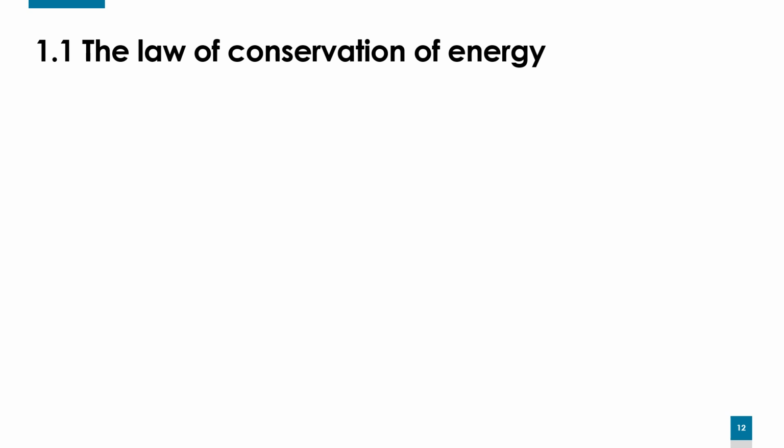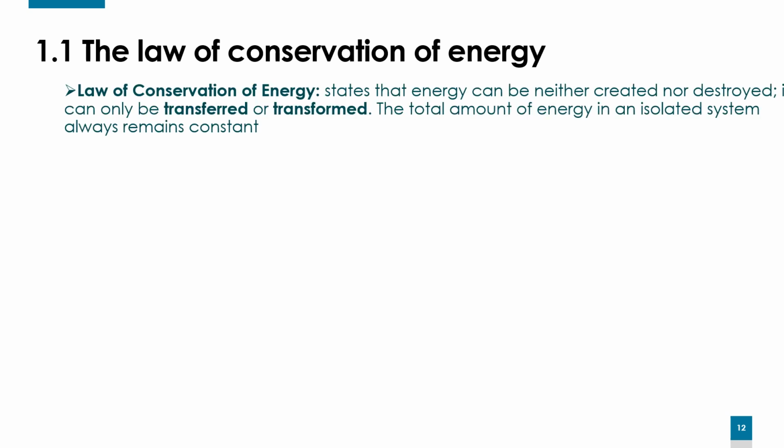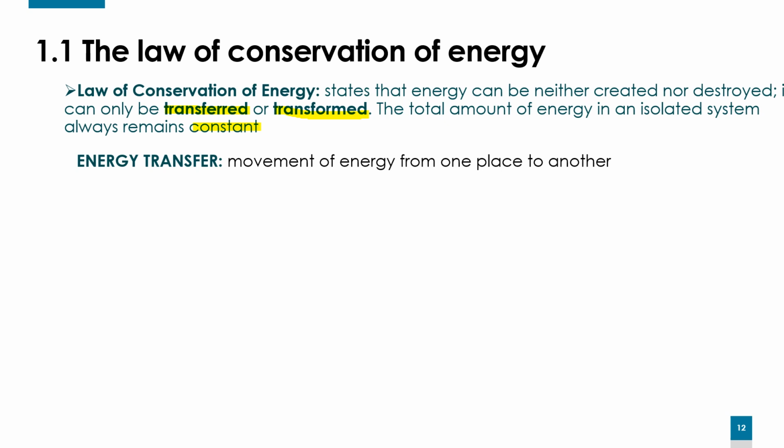Now I'm going to talk about the law of conservation of energy. You already know what the law of conservation of energy states: nothing can be created or destroyed. It can only be transformed or transferred. The amount of energy in an isolated system always remains constant. The energy that we have in a system is always constant; it cannot be lost or created, only transferred or transformed. So what's energy transfer?